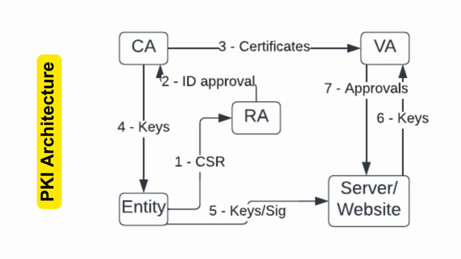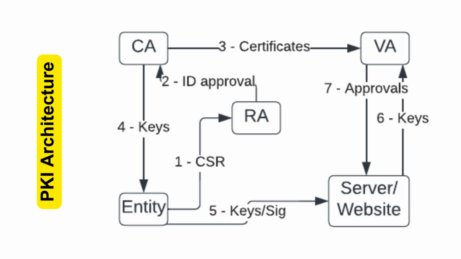And then number two, the RA sends ID approval to the CA. CA is the certificate authority. After the RA is confident about the identity of the entity that is applying for a certificate, the RA will employ many mechanisms to verify your ID and claim, and once approved it is sent to the certificate authority to issue certificates.